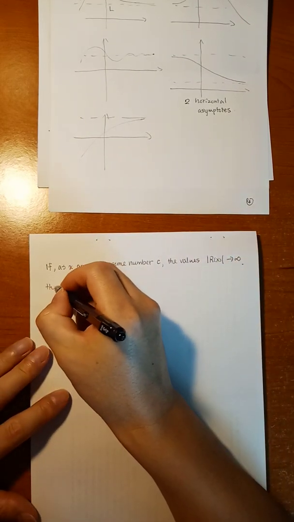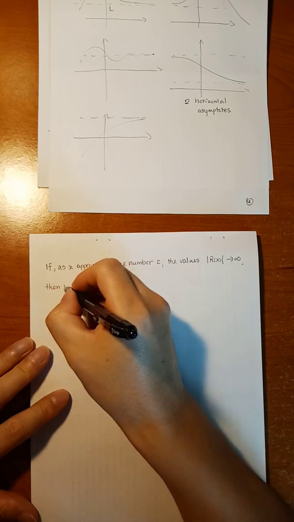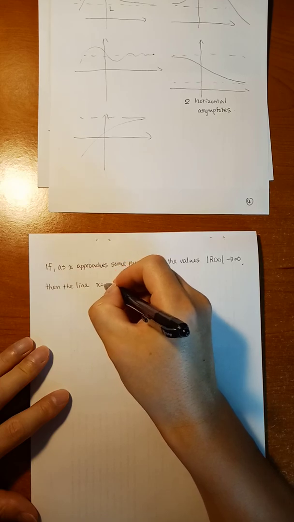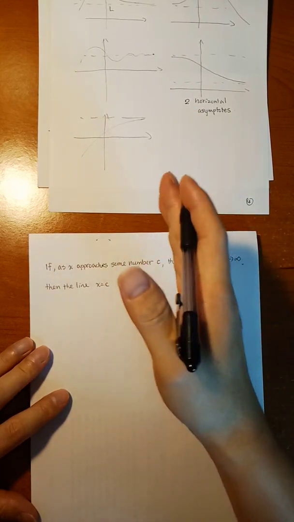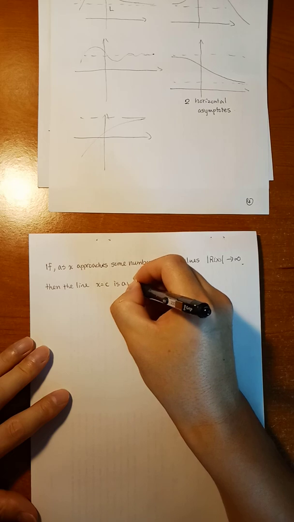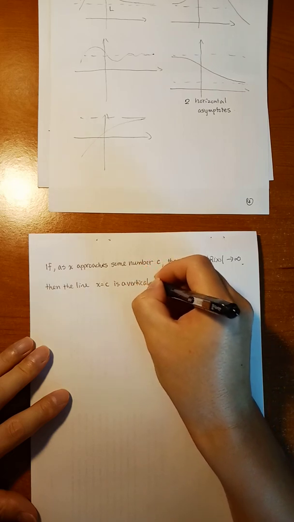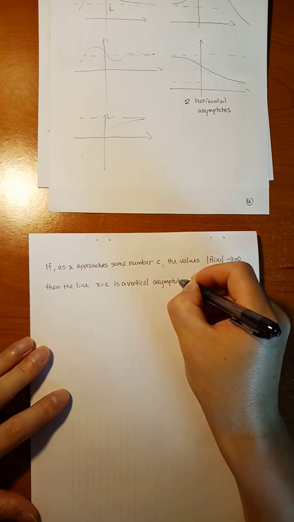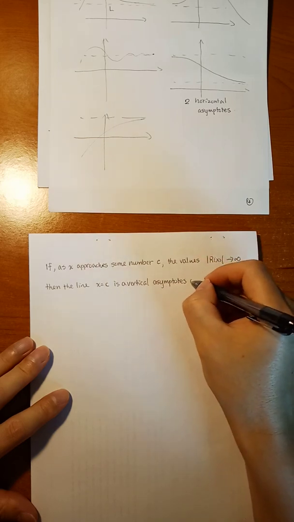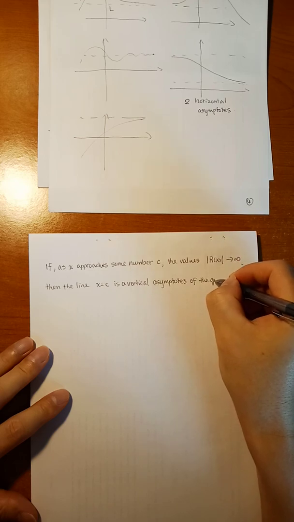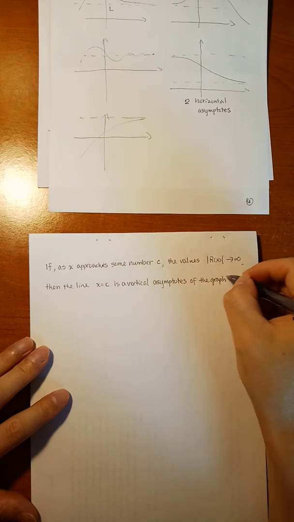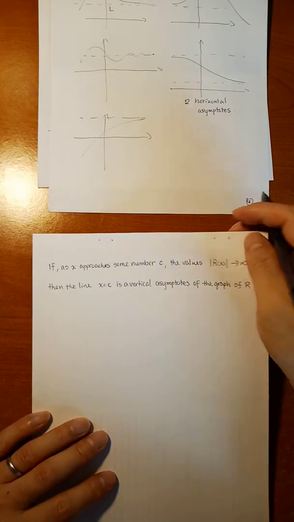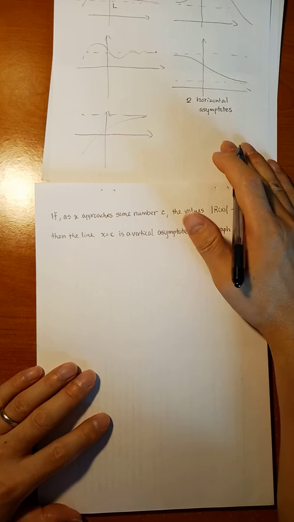Then the line x equal to c. Now let's talk about vertical. Vertical is x equal to something. It is a vertical asymptote of the graph of r. Okay, vertical asymptote of the graph of r.